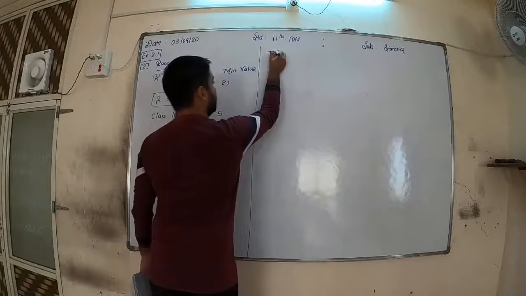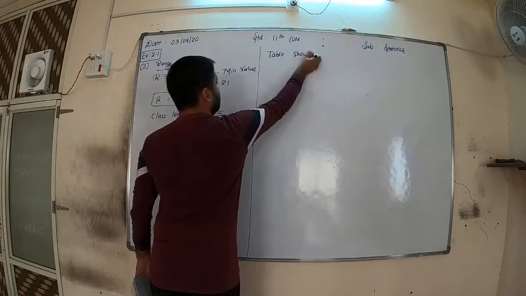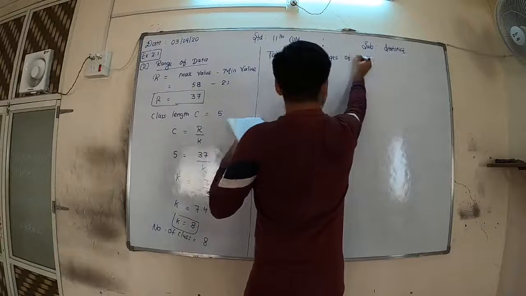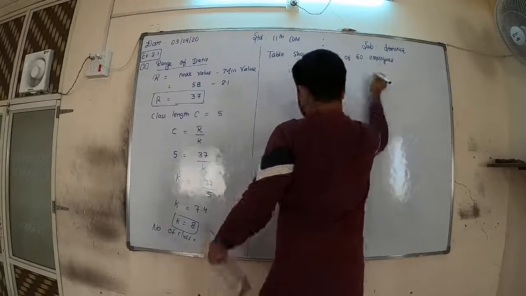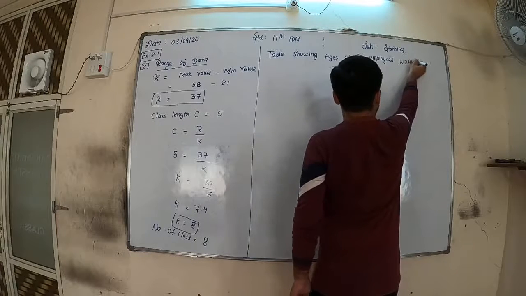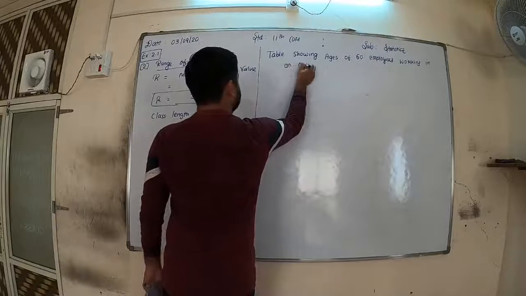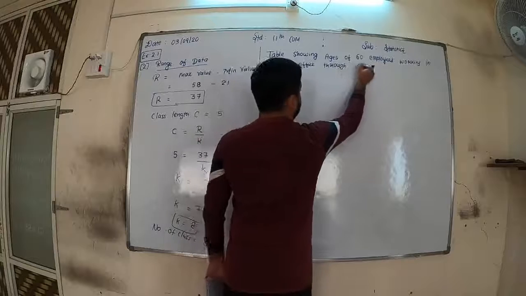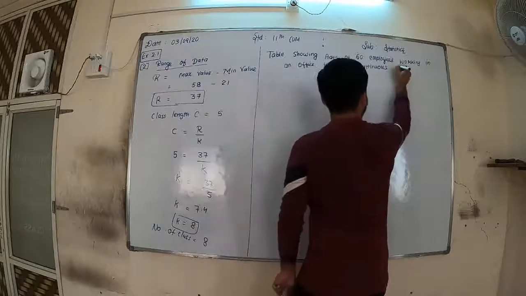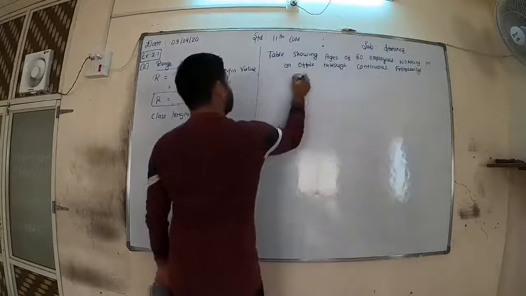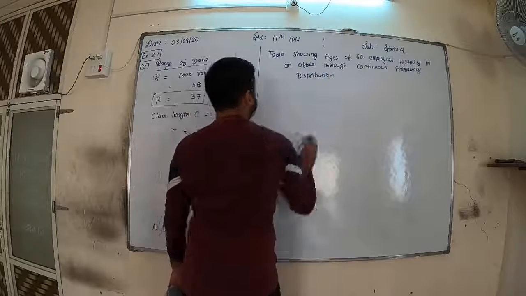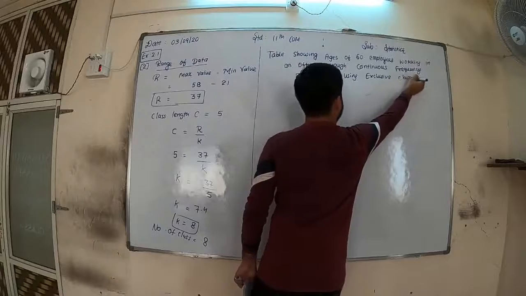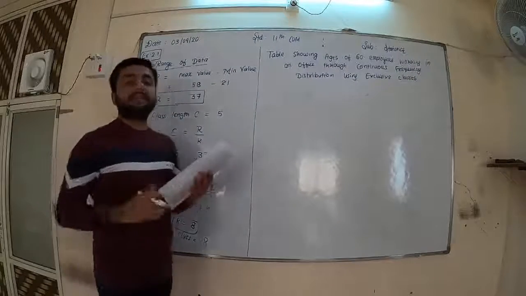After writing this, we will write this. Table showing ages of 60 employees working in an office through continuous frequency distribution using exclusive class. So this heading only will give each and every data.